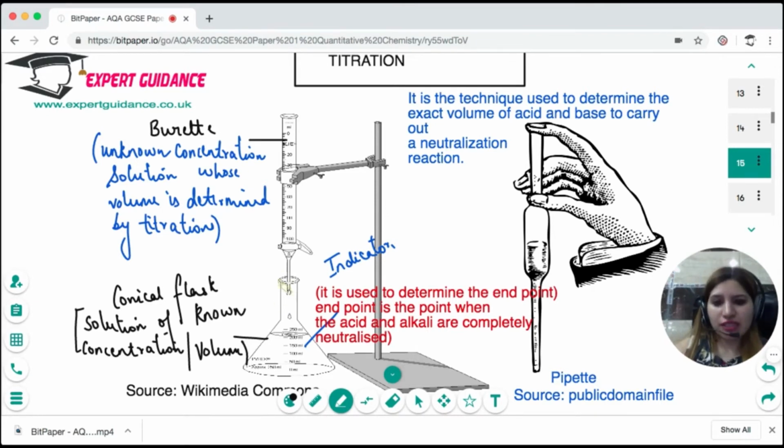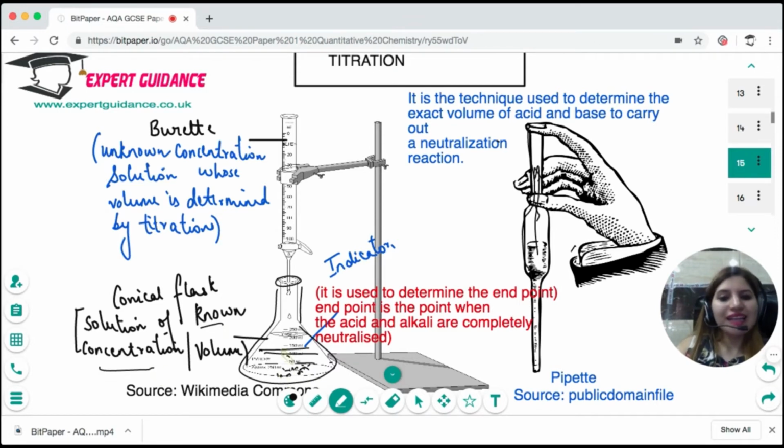So this is a conical flask, and in the conical flask you put any solution for which you know the concentration, and you put the required volume, and you also know the volume of this solution. And how do you measure the volume of this solution? With the pipette. A pipette is a tube which has a bulb in the middle. You suck out the required volume, put it into the conical flask, and in the conical flask only that solution goes for which you know the concentration.